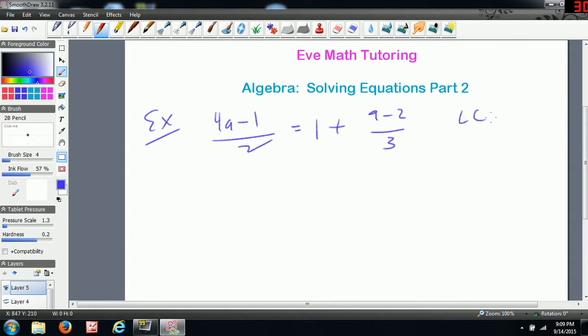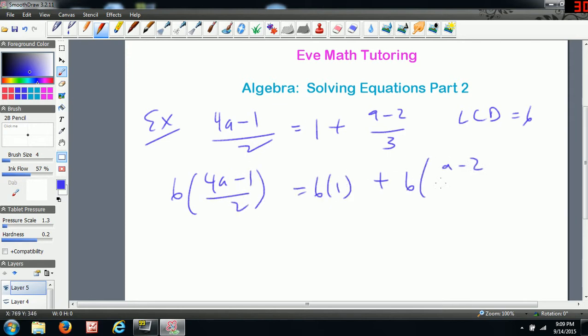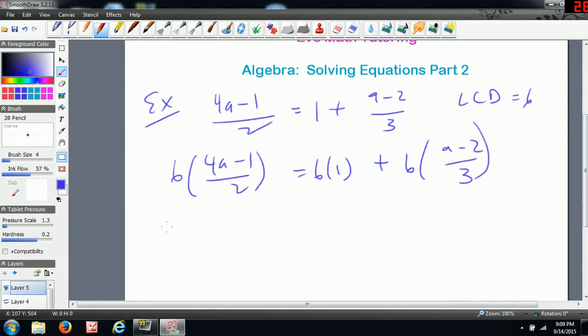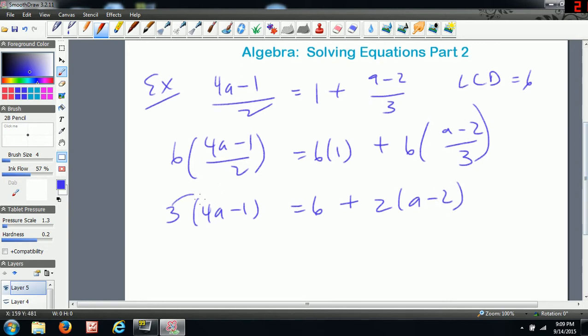Here, our lowest common denominator is going to be 6. We're going to multiply everything in this equation by 6, and that is going to eliminate all of the fractions. So when we do that, 6 divided by 2 is 3, times 4a minus 1. 6 plus 6 divided by 3 is 2a minus 2. And then you can multiply everything in. So this becomes 12a minus 3, 6 plus 2a minus 4.